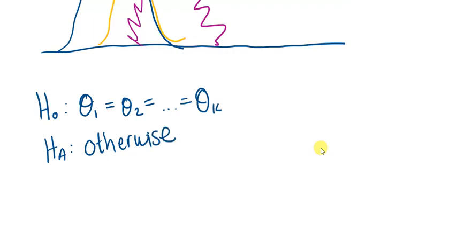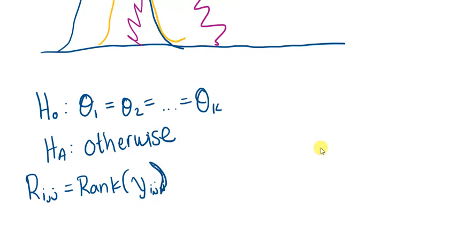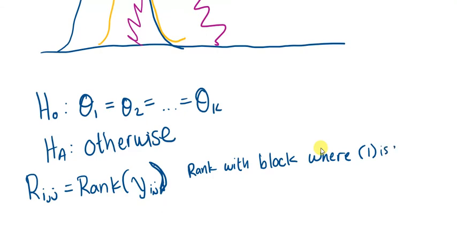Now, another thing I'm going to introduce here is the rank. We're going to let rank Rij correspond to the rank of Yij, where this is the rank within block, where 1 is smallest and k is largest.